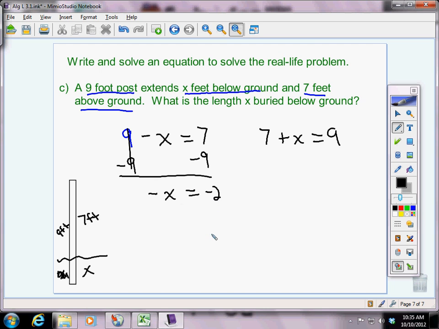The opposite of what number equals -2? Well, that would be 2. Or if you set it up this way, if you subtract 7 from each side, because it's a positive x, you get 2. Does our answer of 2 make sense? How much is buried below ground? If the 9-foot post has 7 feet above ground, it has to be 2 feet below ground. So when you're solving equations, there are different ways we can set them up, but always make sure that your answer makes sense.